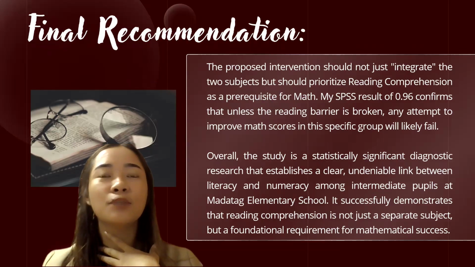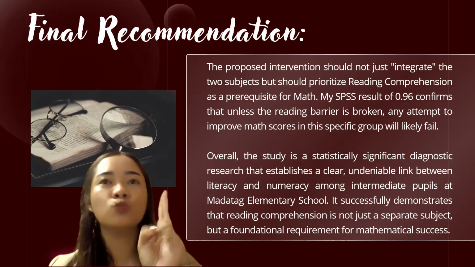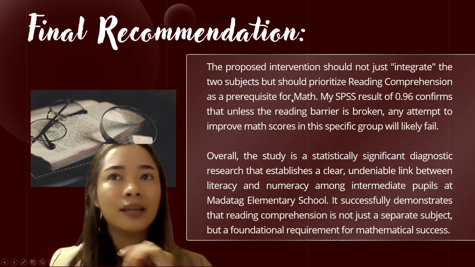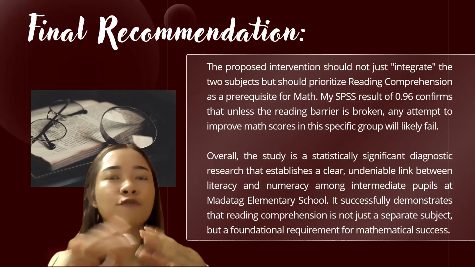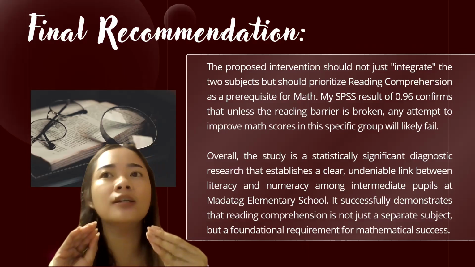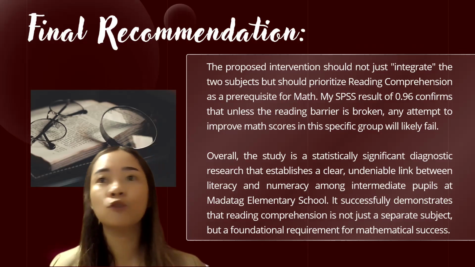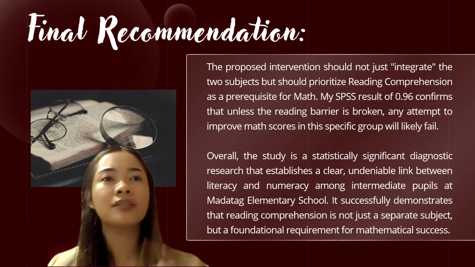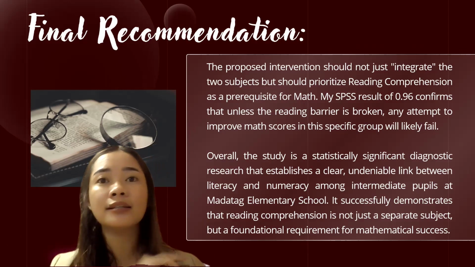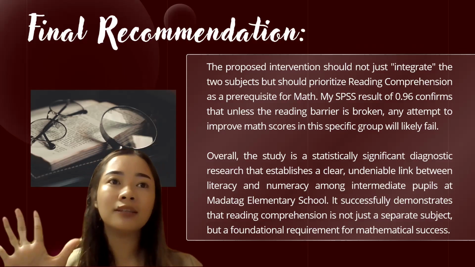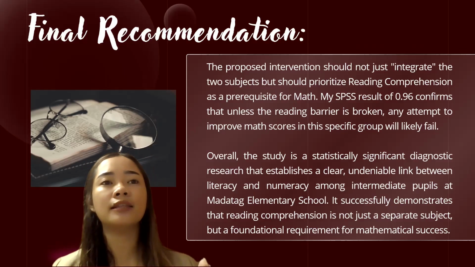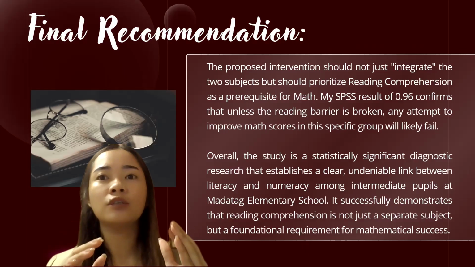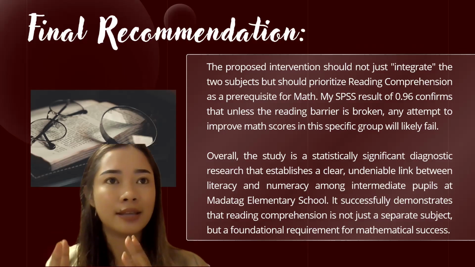My final recommendation for this study: the proposed intervention should not just integrate the two subjects, but should prioritize reading comprehension as a prerequisite for math. So my result of 0.96 confirmed that unless the reading barrier is broken, any attempt to improve math scores in this specific group will likely fail. Overall, the study is statistically significant diagnostic research that established a clear, undeniable link between literacy and numeracy among intermediate pupils at Madatag Elementary School. It successfully demonstrates that reading comprehension is not just a separate subject, but a foundational requirement for mathematical success.